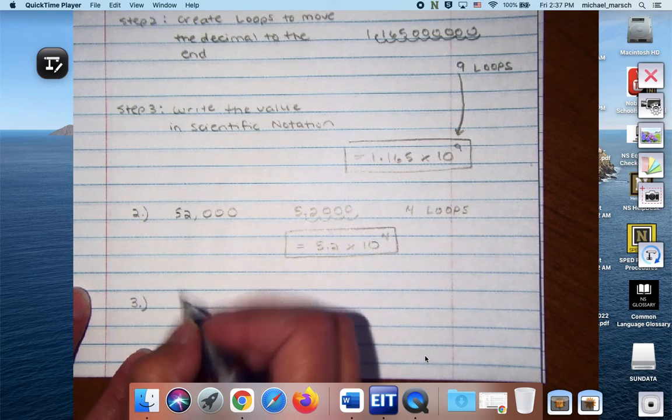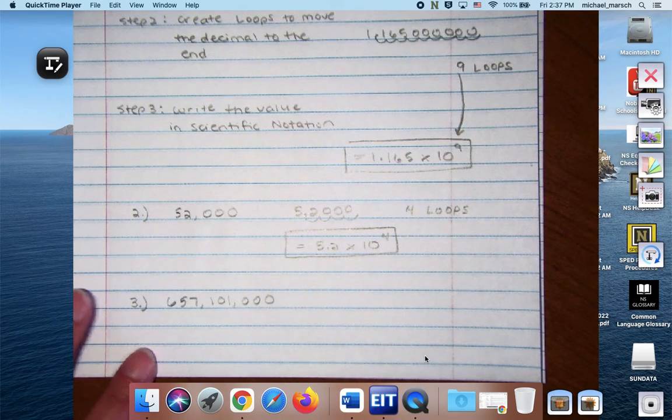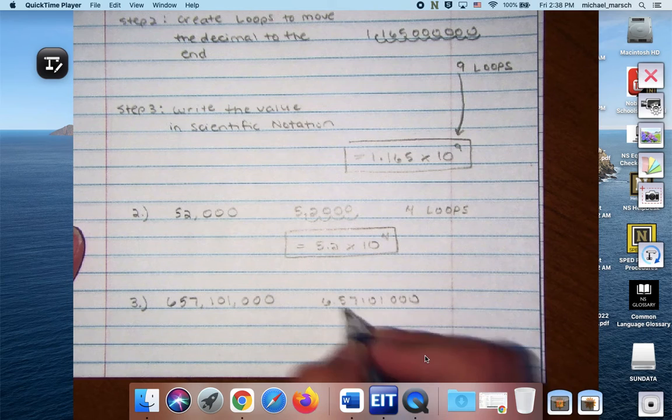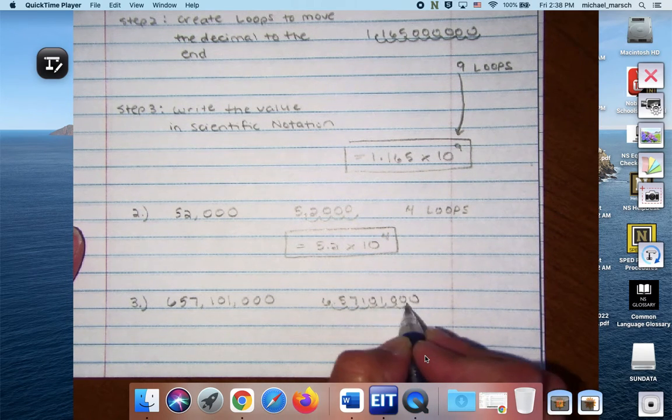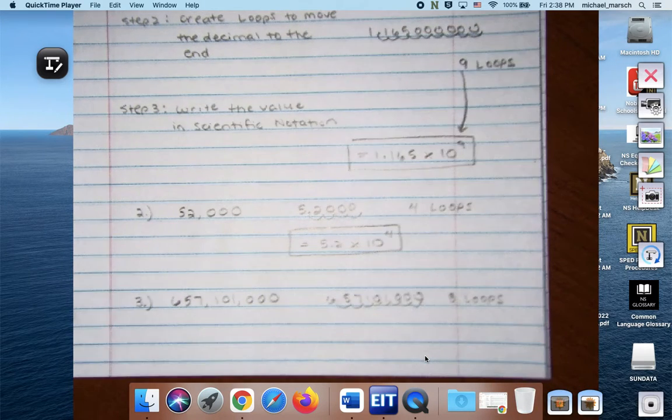All right, last example for this page. 657,101,000. How do you like reading these big numbers? I just make them up. Where is my decimal going to go, Spencer? After the 6. It's going to move 8 loops.